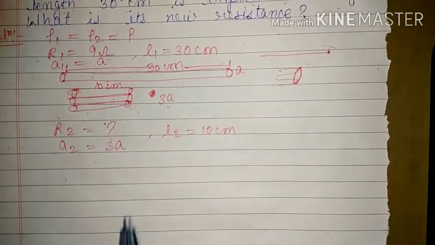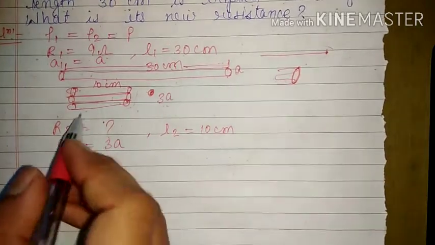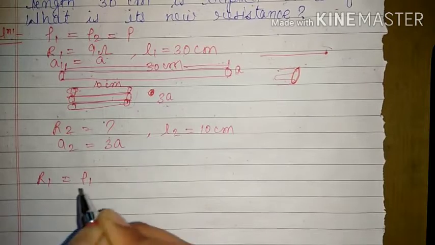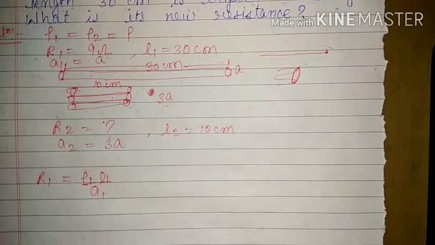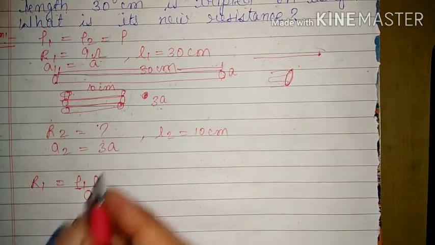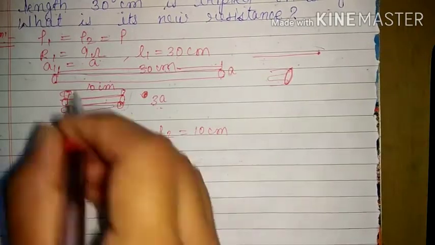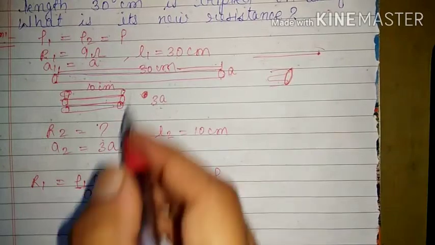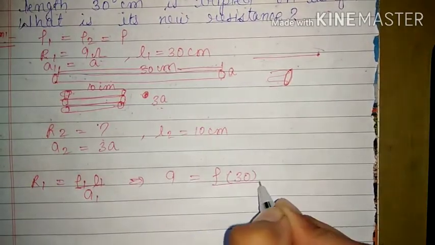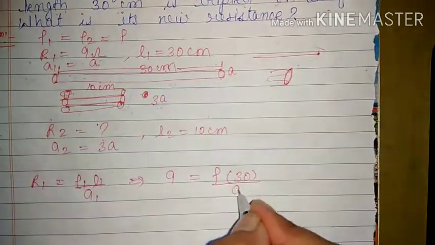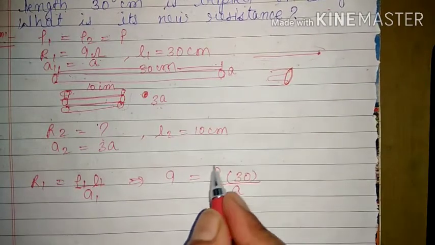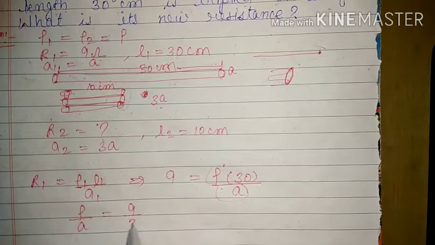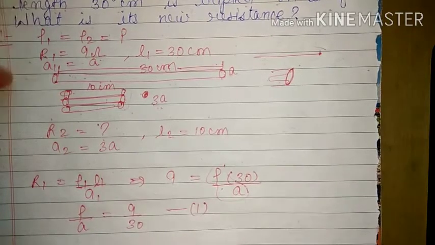Again we will make one equation from the first condition and then put it into the second. The first condition is R1 is equal to rho 1 L1 upon A1. R1 is already given, that is equal to 9 ohm, rho 1 is equal to rho, L1 is equal to 30 centimeter, and A1 is equal to A. So from here we will calculate rho upon A. Rho upon A is equal to 9 upon 30, equation number 1.